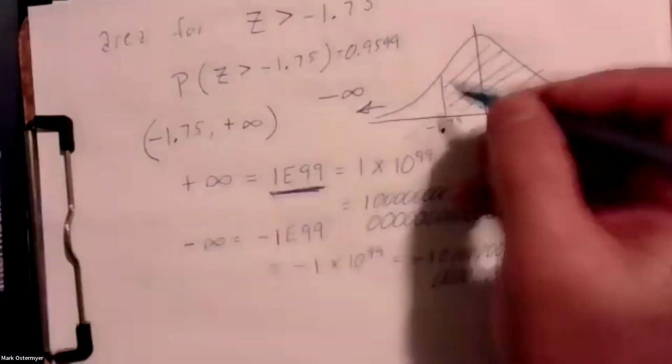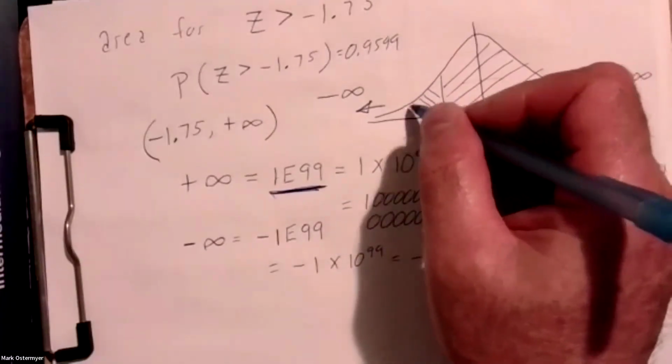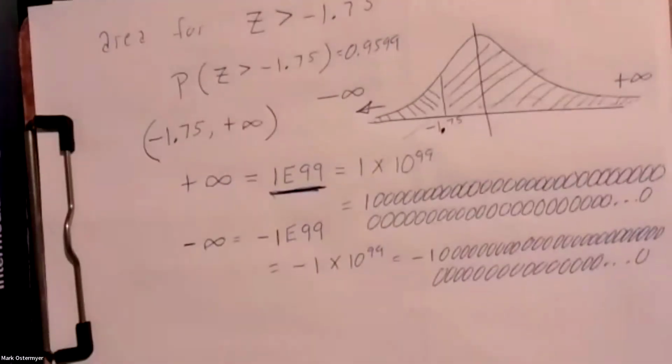I have a question. How would you find the area of the lower tail down here? Anybody? How would we find the lower tail area? How could we do that, knowing the upper tail is 0.9599? How could I find the lower tail area?